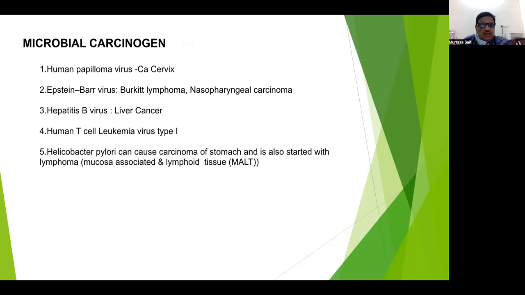Epstein-Barr virus causes Burkitt lymphoma and nasopharyngeal carcinoma. Hepatitis B virus is responsible for liver cancer. Human T-cell lymphoma virus, and Helicobacter pylori can cause carcinoma of the stomach and also lymphoma.